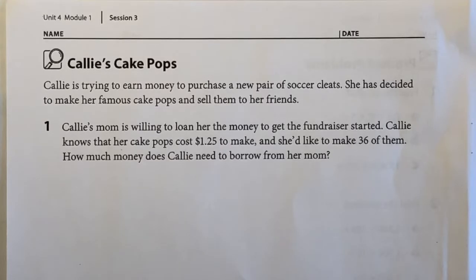For the first question, it says Callie's mom is willing to loan her the money to get her fundraiser started. Callie knows that her cake pops cost $1.25 to make, and she'd like to make 36 of them. So how much money does Callie need to borrow from her mom? We are going to be solving this problem right now.